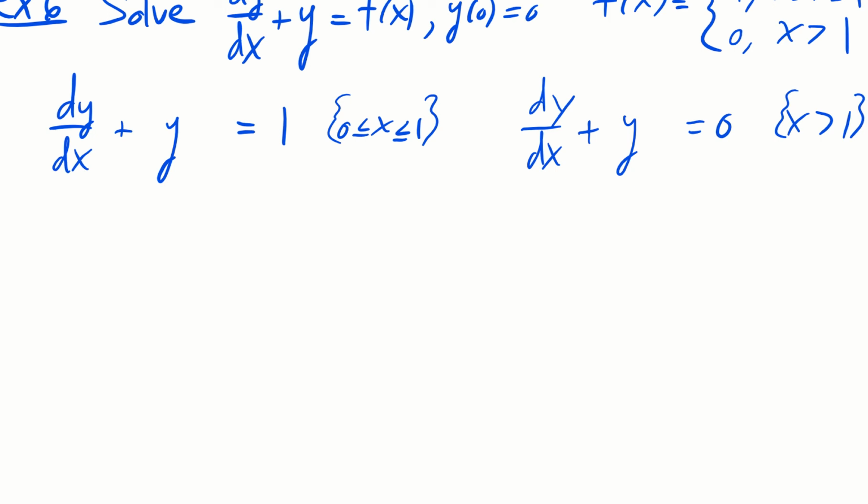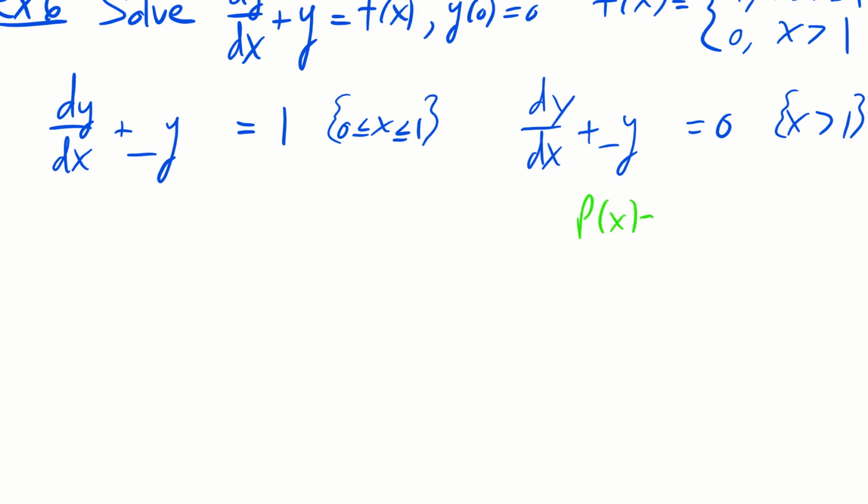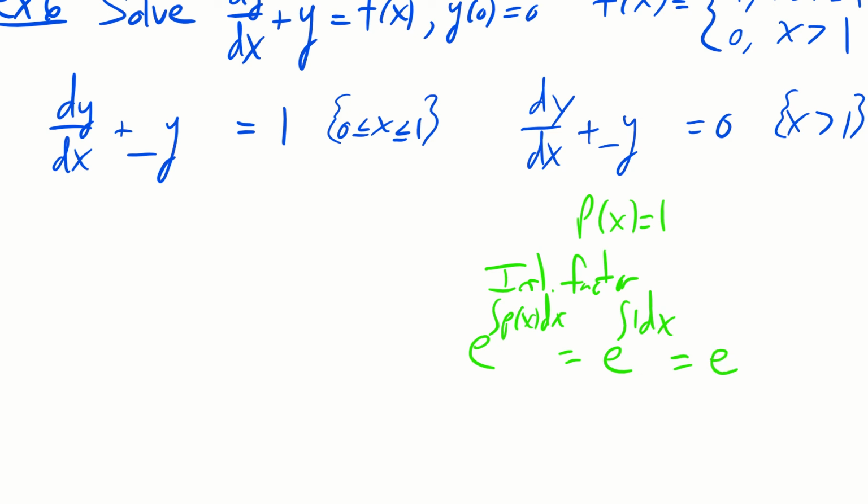What's nice is that these functions both have the same p of x value, so in either case, p of x is just 1, so we should be able to find our integrating factor. The integrating factor is e to the integral of p of x dx. This is equal to e to the integral of 1 dx, and the antiderivative of 1 is just x. So our integrating factor for these is going to be e to the x. So we're going to multiply every single term on both sides of our differential equation by e to the x.